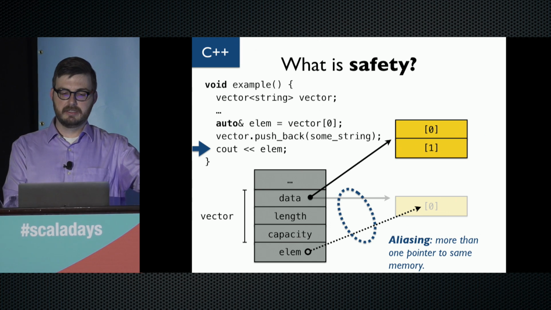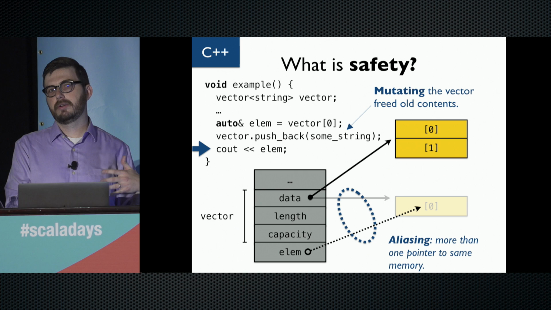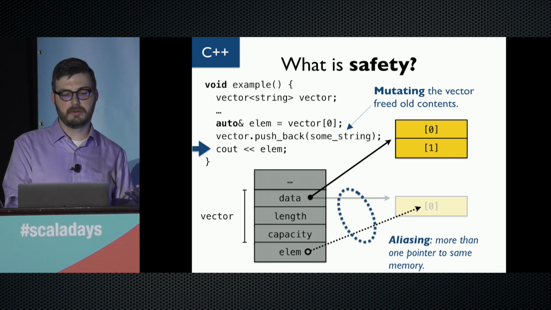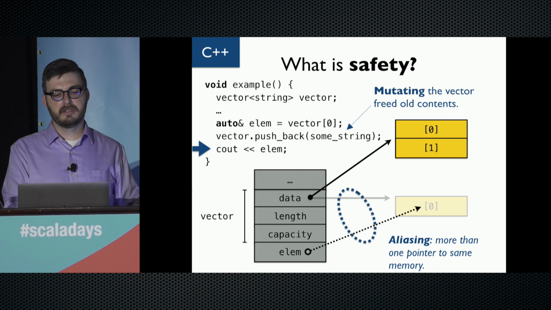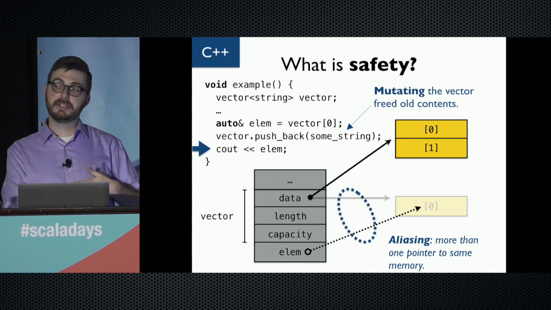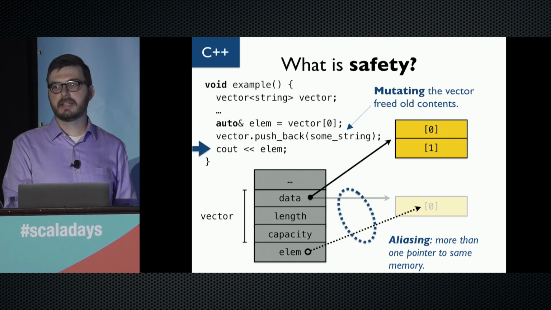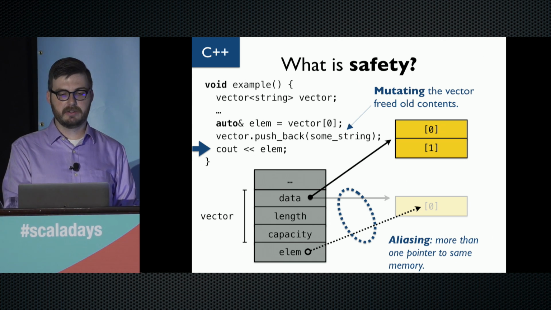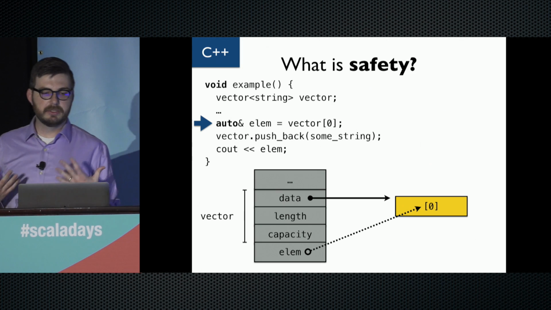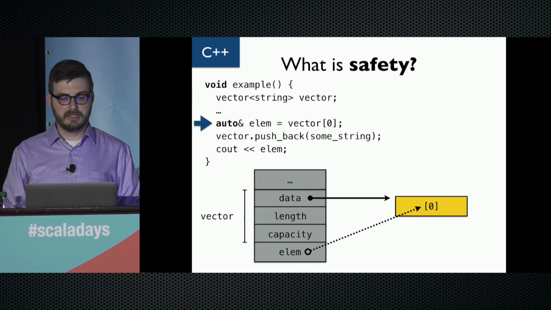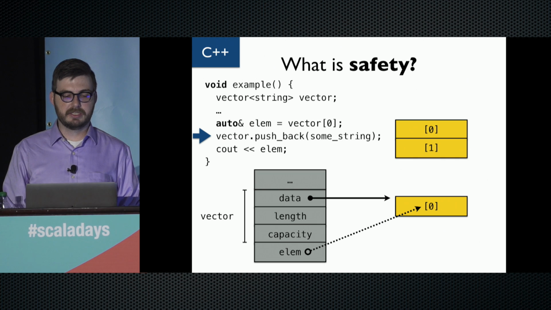Aliasing by itself is fine, but we're also using mutation, right? So we're changing the data pointer without changing the other aliases or even being aware of them. And we're also deallocating the original buffer without being aware of those other aliases. So it's really that combination of aliasing and mutation that gets us into trouble.